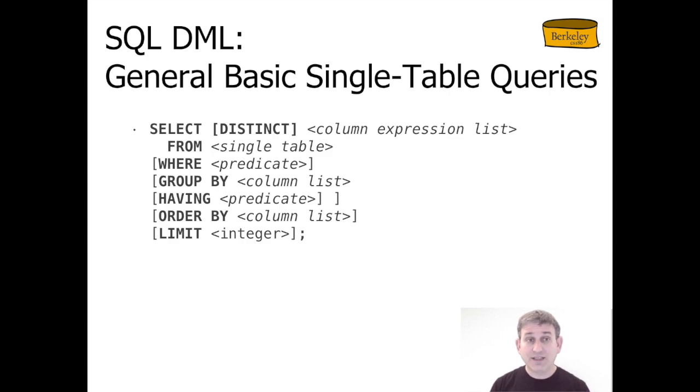So we've seen the SQL DML for single table queries, the basic DML, the select clause with the column expression list from a particular table, where predicate, that's look only at the rows satisfying the predicate, and optionally grouping by a list of columns. If we group, we can also have a having predicate on the groups that filters out groups that we're not interested in. Of course, we could always have order by if we want before we send it to the output, as well as limit.